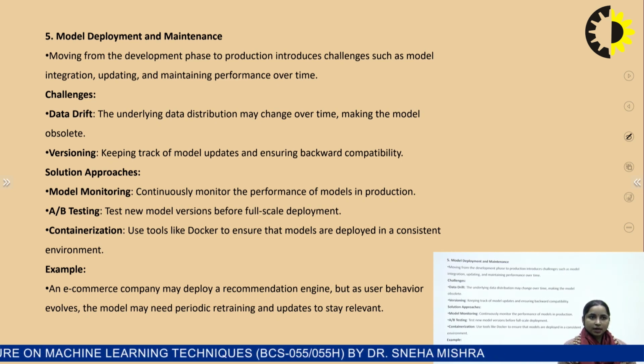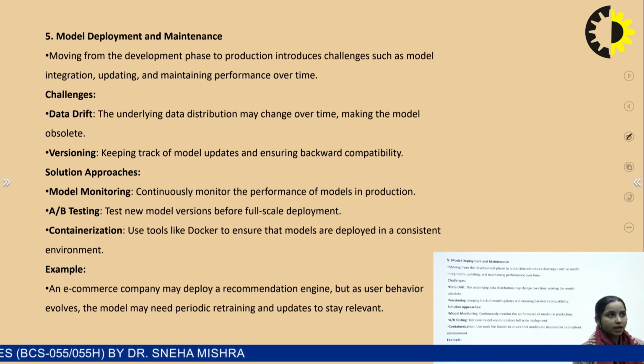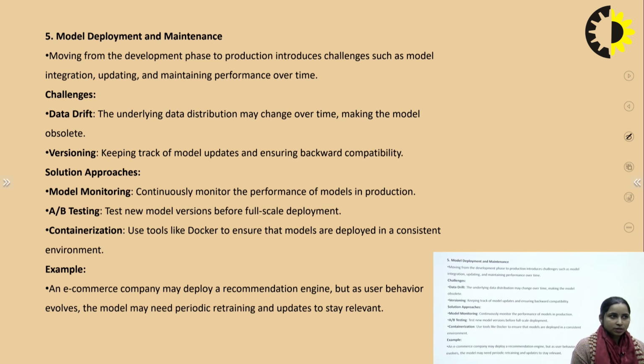So the challenges are data drift, versioning. So what is data drift? It is underlying data distribution may change over time, making the model obsolete, and versioning is keep tracking of model updates and ensuring the backward compatibility. The solution approaches are model monitoring, then A/B testing, so test new model version before the full scale deployment.